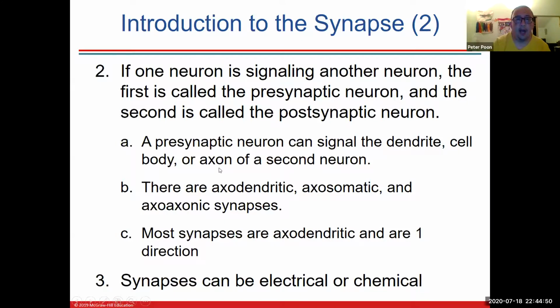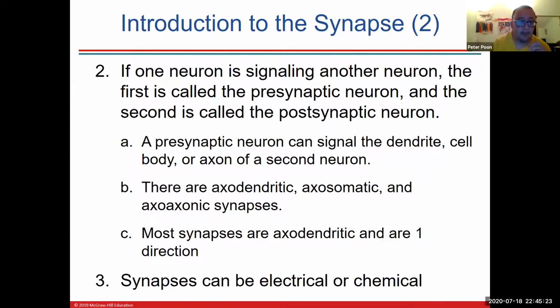The presynaptic neuron can send its signal to the dendrite, the cell body, or the axon of the second neuron. So there are axodendritic, axosomatic, and axoaxonic synapses. Most synapses are axodendritic, which is why you have so many dendrites. That greatly increases the surface area of the neuron, and you can receive signals from more places.